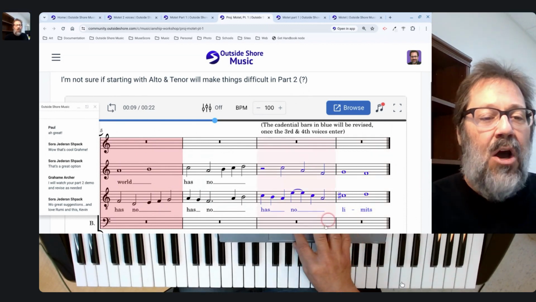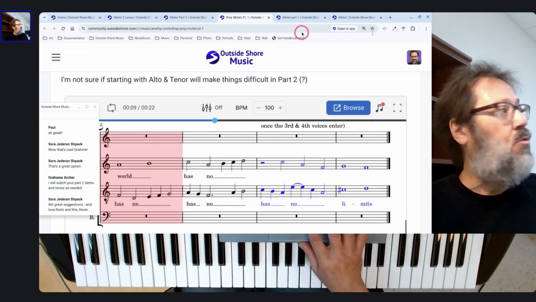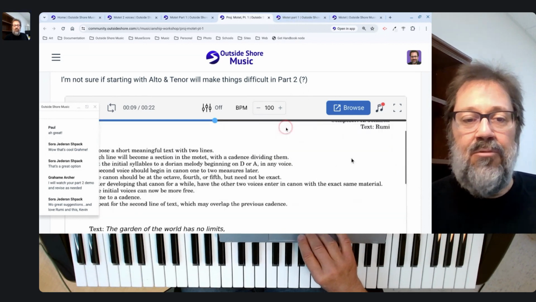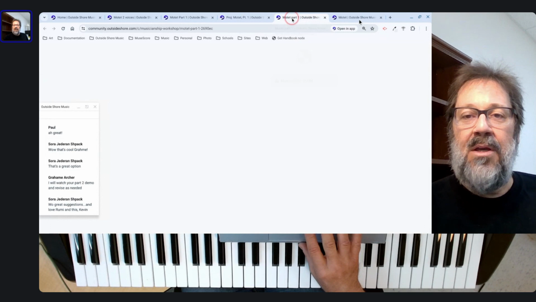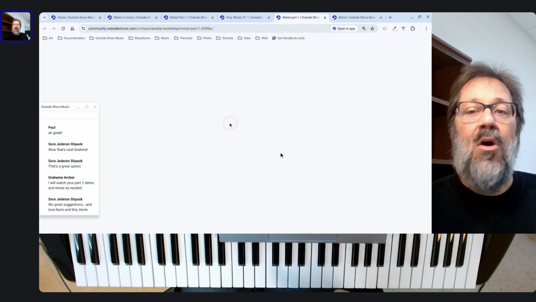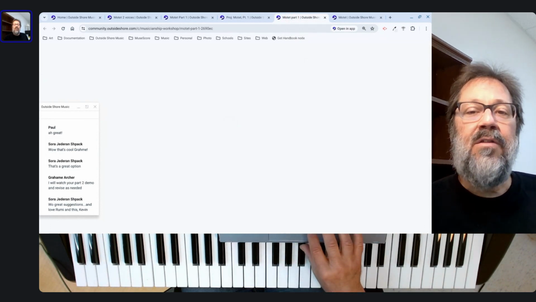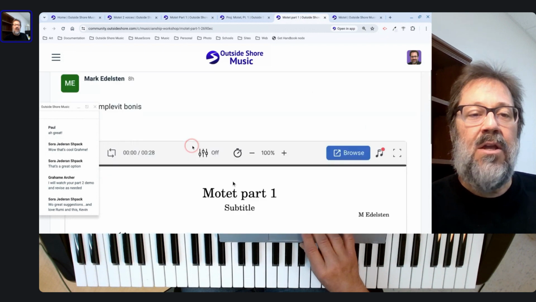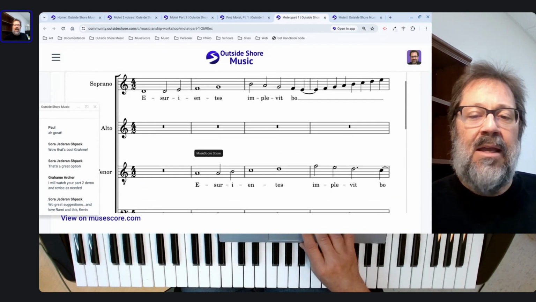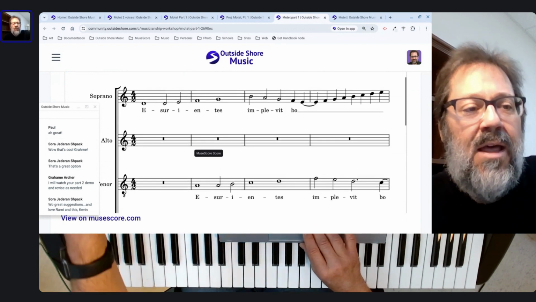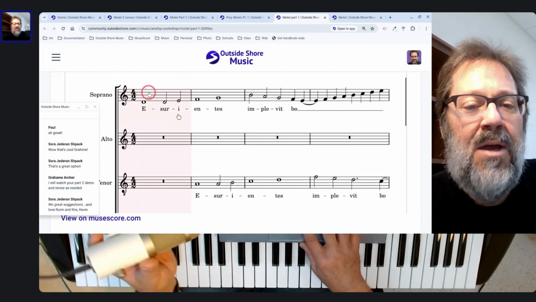All right, so great stuff there, Kevin. This is in great shape to be carried into the next step. So I've got one more here if it wants to finish loading, and this is Mark Edelston. And again, I'm going to let MuseScore play it, and then I will try to play it myself.